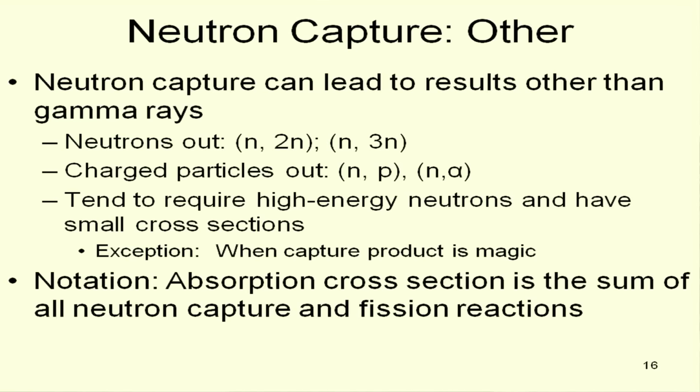And there's an exception when the capture product is magic, and I'll explain about magic a little bit later on. I have a diagram, but. And a notational thing: an absorption cross-section is the sum of all the neutron capture and fission reactions.